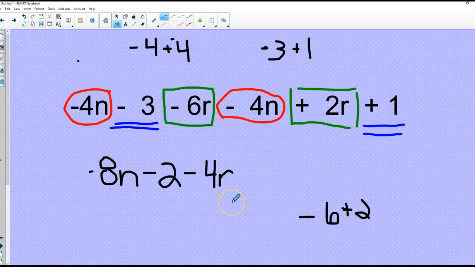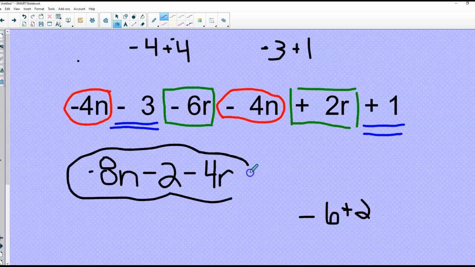Again, that's all I can combine. There's nothing left. There's no more like terms. So this would be your final answer. Okay, let's look at another one.